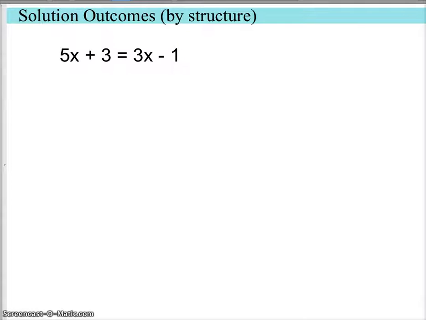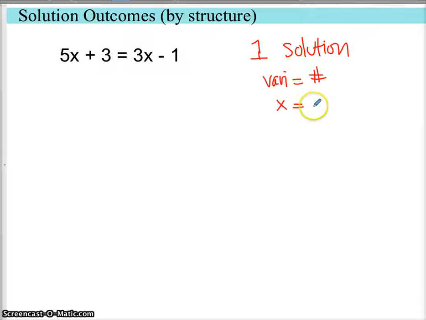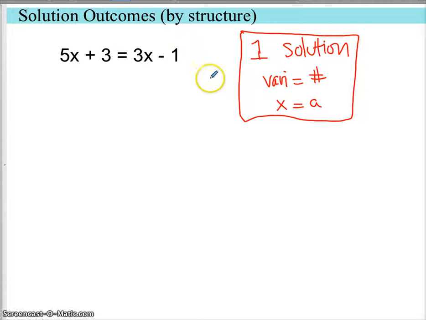So, this is one that we worked on yesterday. We saw that it has one solution when we solved it. And the reason we could tell is that when we finished it, we had a variable equal to a number. Or another way we could write that is x equals a. Your variable is equal to some number. But let's see what we can see to figure that out without solving.